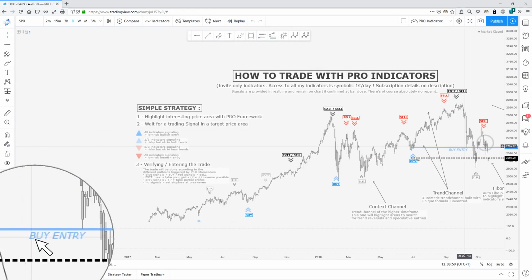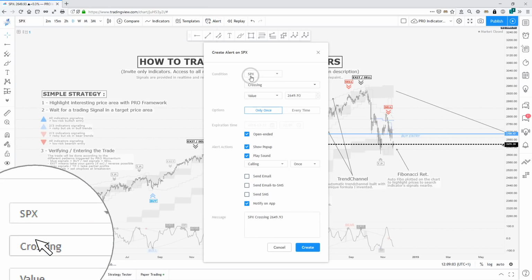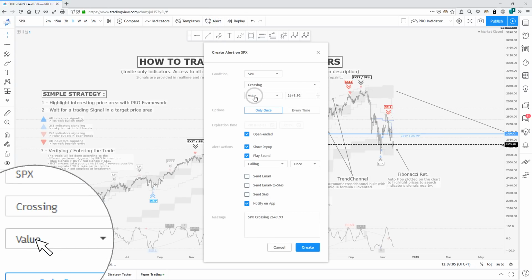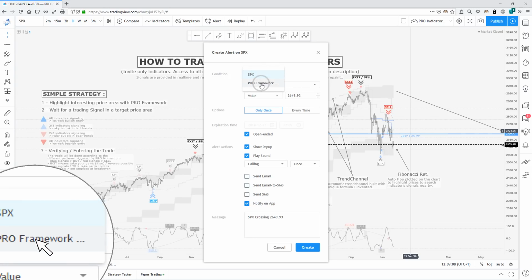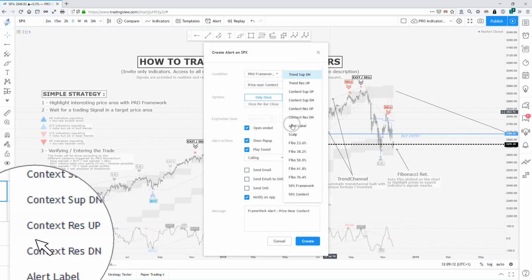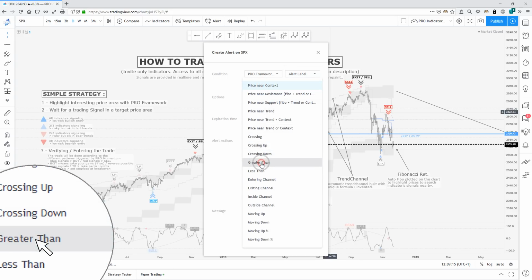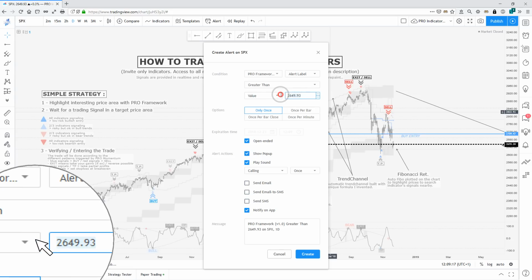I'm going to explain. The label is going to need a different kind of alert. When you want to trigger alerts on those labels, you're going to do this. You're going to use Pro Framework as an input and no longer the SPX. You're going to select alert label and set it to greater than, and you pick any value that is above 0 and below 1.